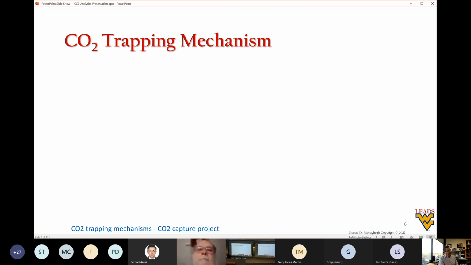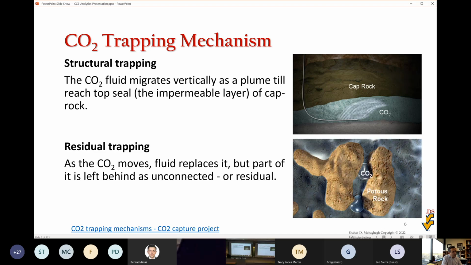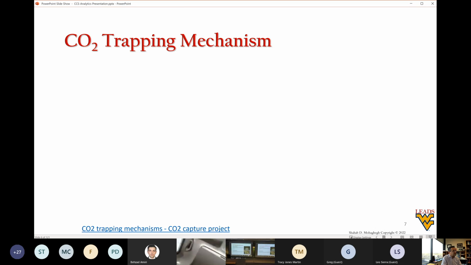One more item that I'm sure you all are familiar with is the trapping mechanism of CO2. The structural trapping, of course, is when the CO2 fluid migrates vertically as a plume until it reaches the top seal of the cap rock. Usually that's the shale. And there's residual trapping, which is when CO2 moves, fluid replaces it, but part of it is left behind as unconnected, what we call in petroleum engineering a residual.